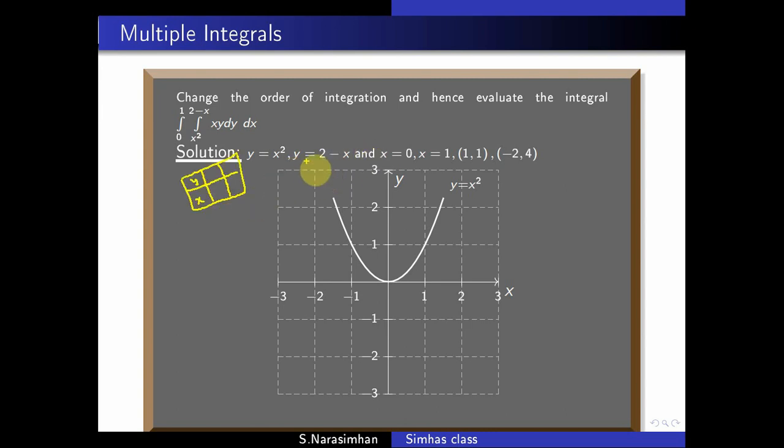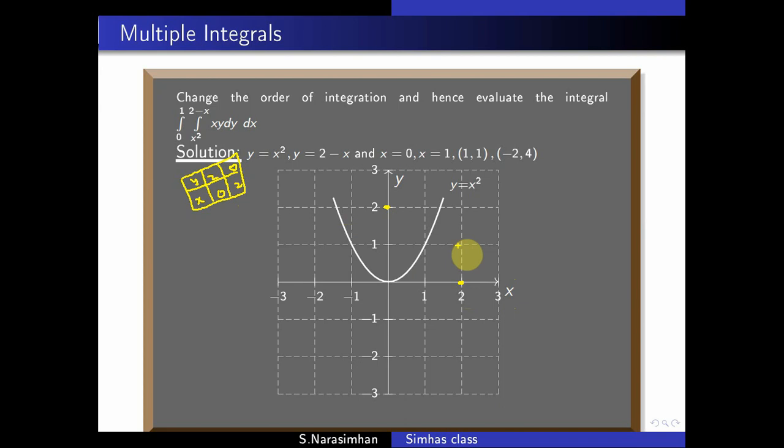We know to draw a straight line in a plane, we need at least 2 points. Those points can be identified easily by substituting x is equal to 0. If I substitute x is equal to 0, then y is 2, so the point is (0, 2). If I substitute y is equal to 0, then x is equal to 2, so this is the point (2, 0). If I join these 2 points, this is the line y is equal to 2 minus x.